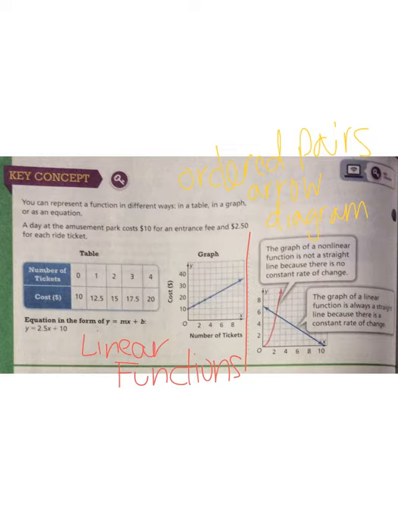On the other side, they talk about a nonlinear one again, and they also talk about what linear means. Nonlinear is not a straight line on our graph, and linear is a straight line. So we're going to do the practice in class together. Just please make sure you highlight and underline everything that I highlighted or underlined.